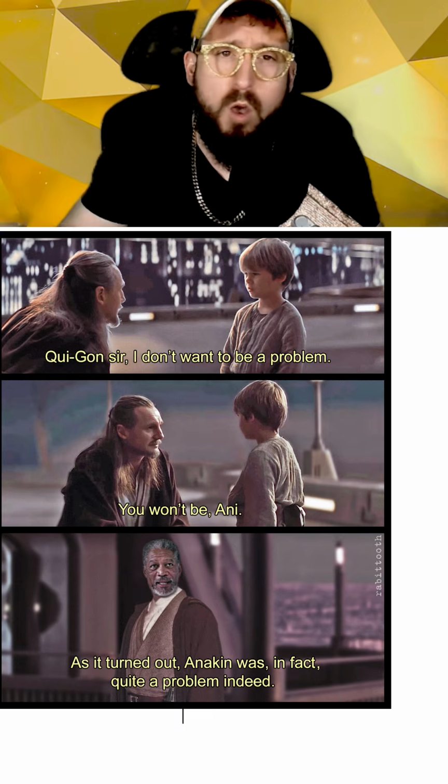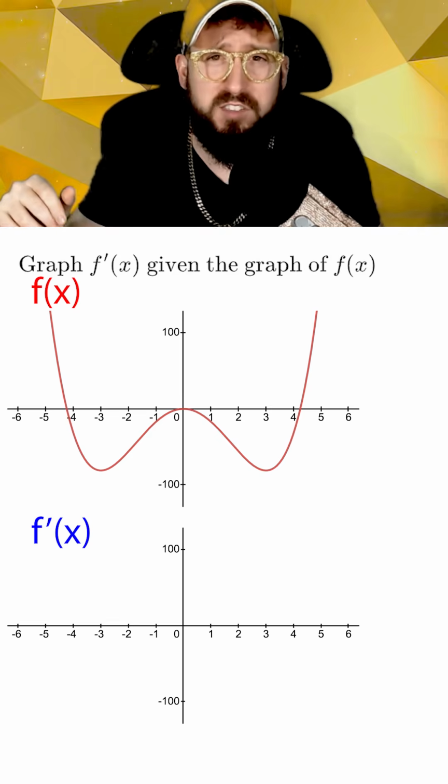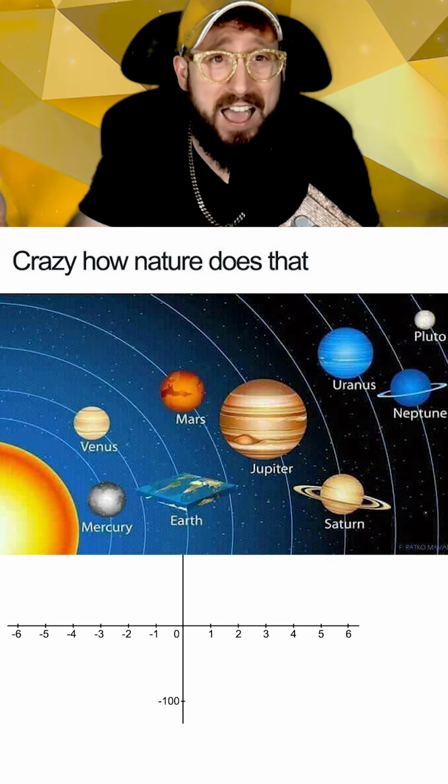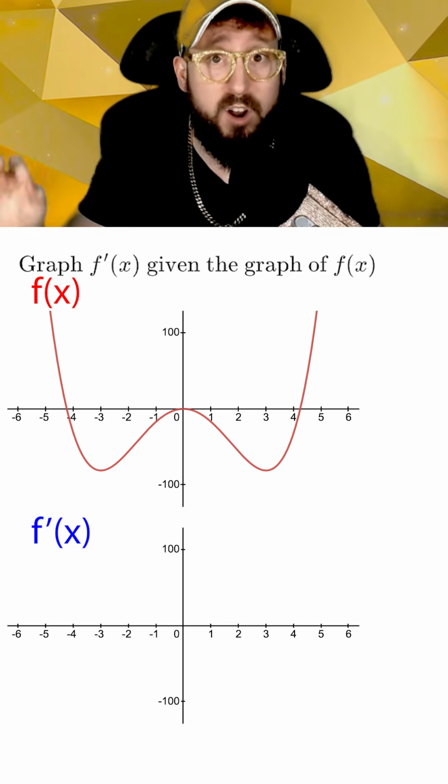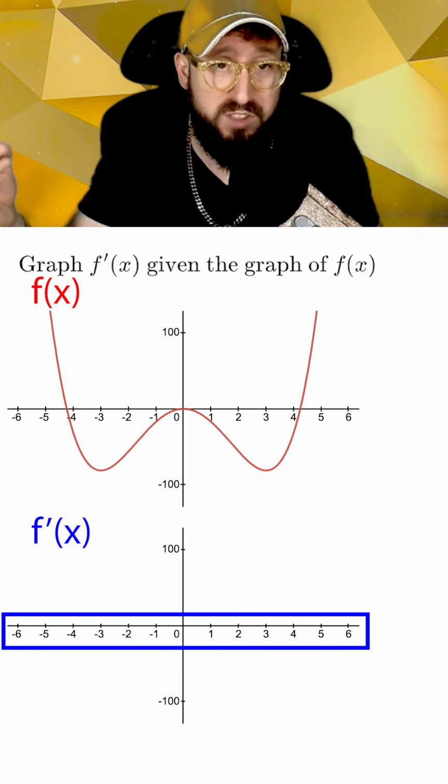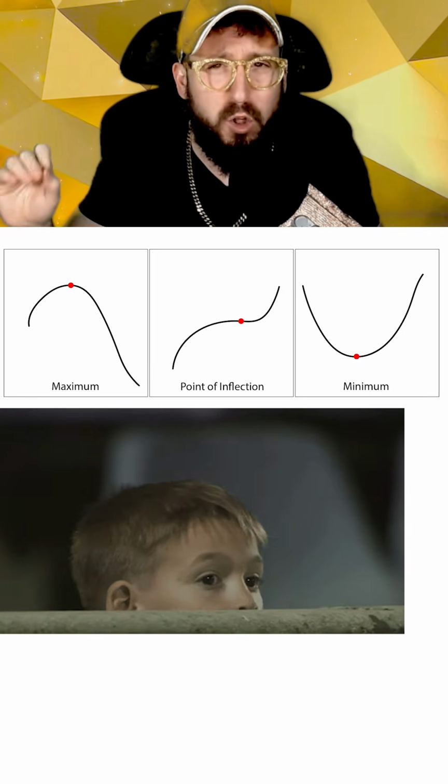Whenever I see these types of problems, my first instinct is to find out where the graph of f of x is flat, since this is where the slope is 0, and also where the value of the f prime graph will be 0. Sneak peek, these are what they call critical points in calculus.